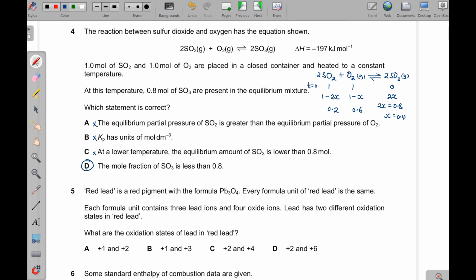That means our only option left is D. And D, they are saying that the mole fraction of sulfur trioxide is less than 0.8. Let's look at the mole fraction of sulfur trioxide.